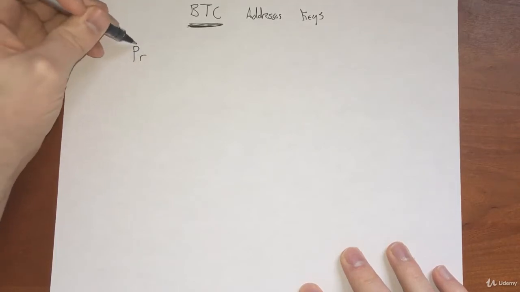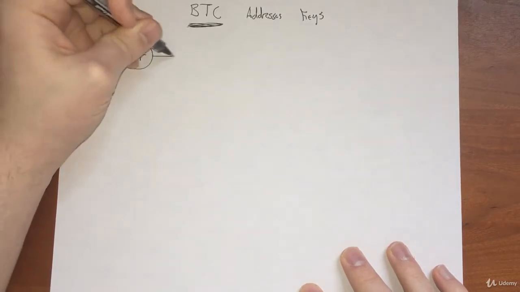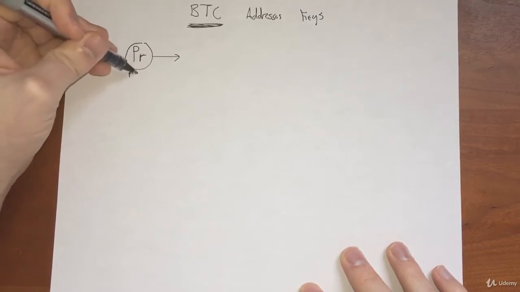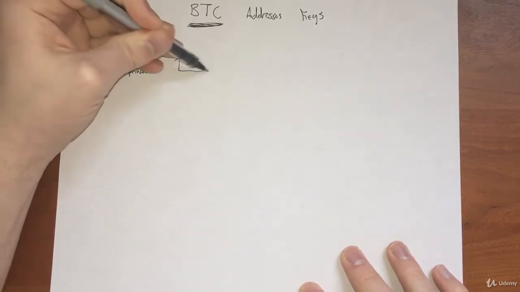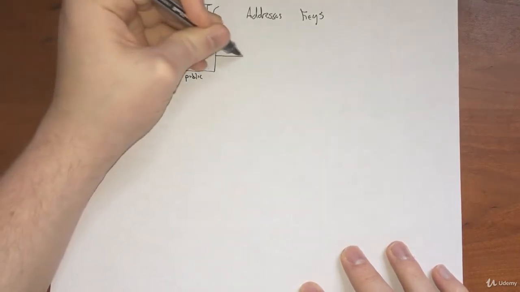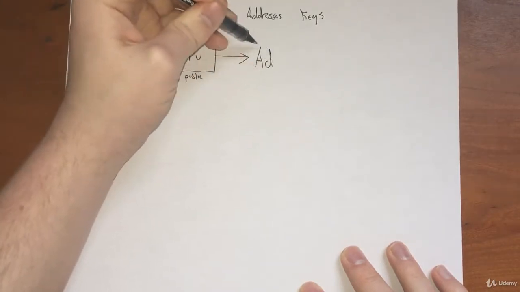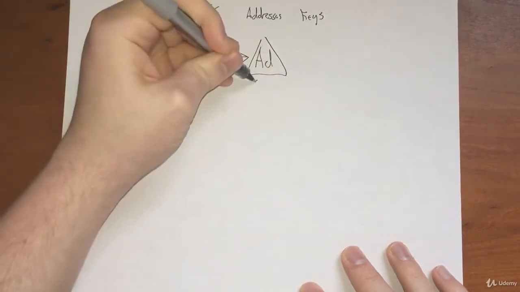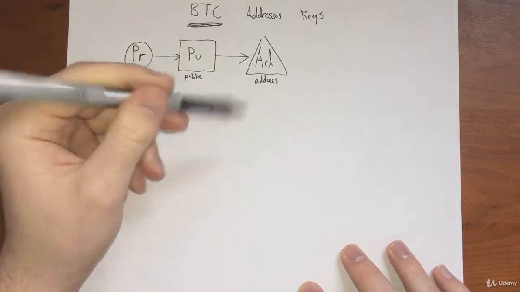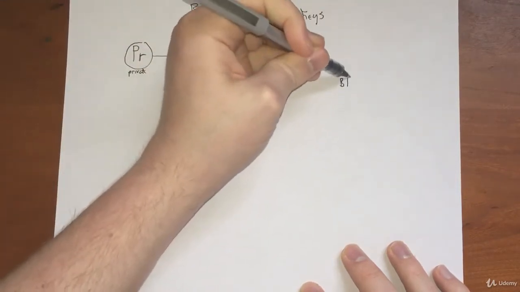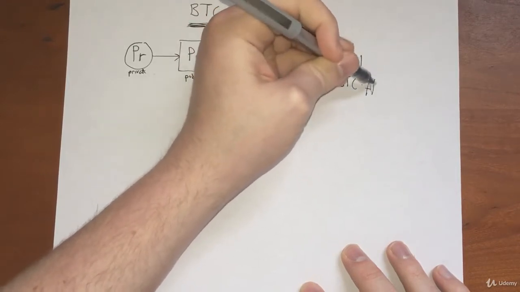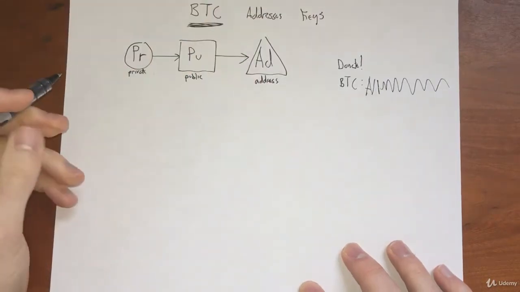So we're going to use PR for private key, so private. That turns into a public key, or PU, and then that turns into an address, or AD. What you usually see, let's say you're watching a YouTube video and you see an address, it says donate BTC, and then they give you their address, and it's this whole string of letters and numbers.